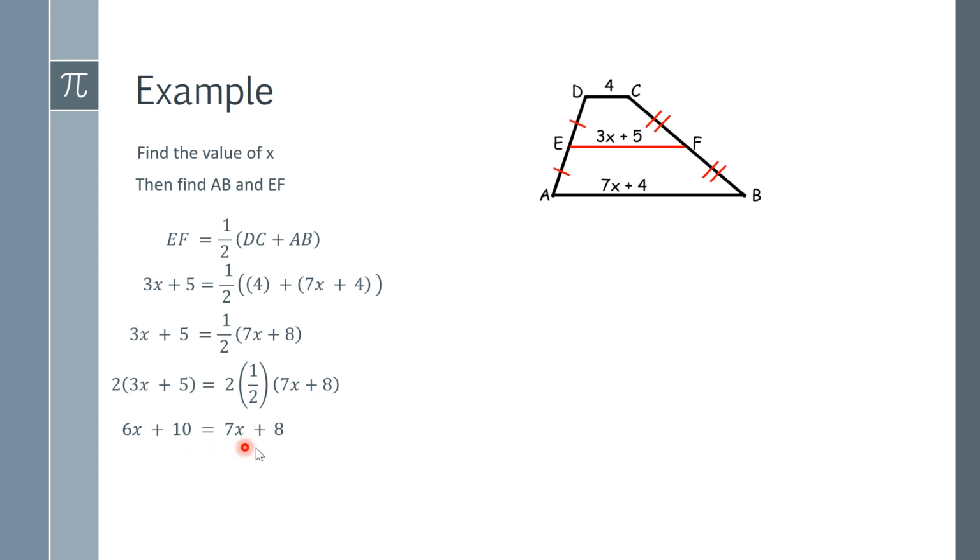So now we end up with this multi-step equation with variables on both sides. Step 1 in this process is to get the variables on one side. I'm going to subtract 6x from each side. Why did I subtract 6x? Just because 7 is bigger than 6. That's the only reason I did that. So that leaves us with this one-step equation. To solve this one-step equation, I'm going to subtract 8 from each side, leaving me x equals 2.